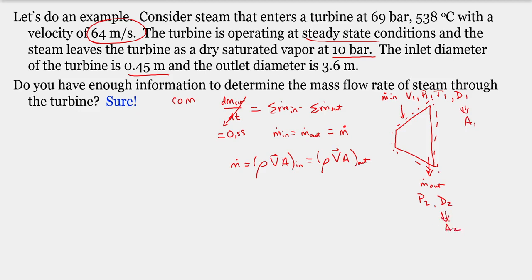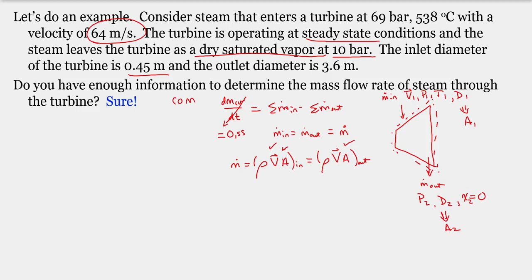So I go through my little checklist and I say, okay, well, at the inlet, I appear to have the area. At the outlet, I appear to have the area. At the inlet, I have the velocity. And I have pressure and temperature at the inlet. At the outlet, I have pressure, and I'm told the system leaves as a dry, saturated vapor. You need to convert that into some thermodynamic parameter, and we know that that tells us the quality at the exit state is 1.